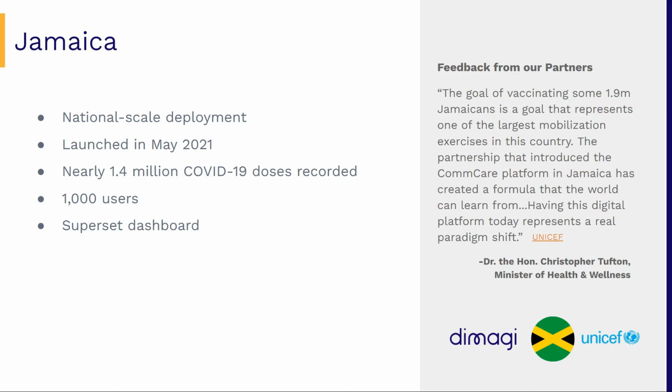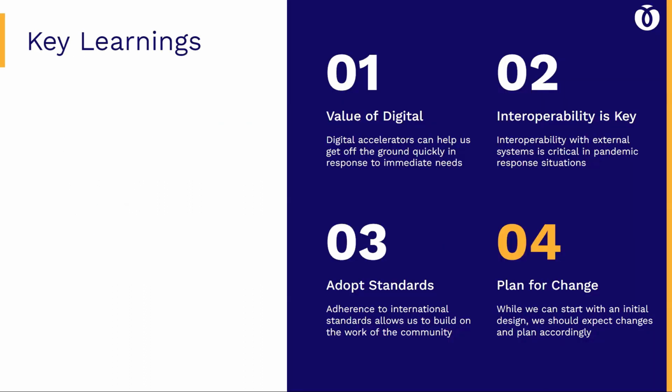In the spirit of carrying forward learning from this case study, I will be sharing some of our key takeaways on the final slide. Our first learning is that having a digital accelerator in place can help partners get off the ground quickly. The Dimagi vaccine solution was developed in late 2020, before COVID-19 vaccines were even available. By having a system in place as a starting point, partners like Somalia and Jamaica were able to deploy the solution quickly once they received their allocation of COVID-19 vaccines.